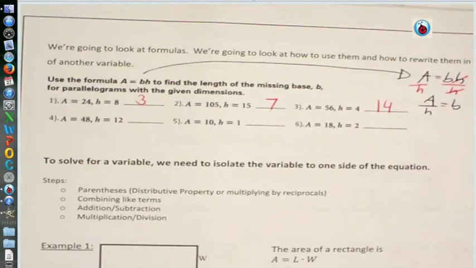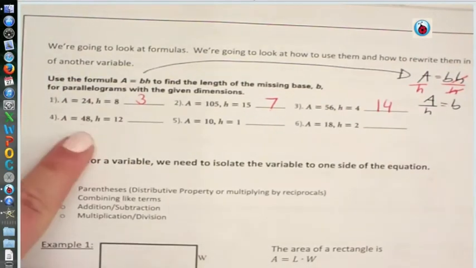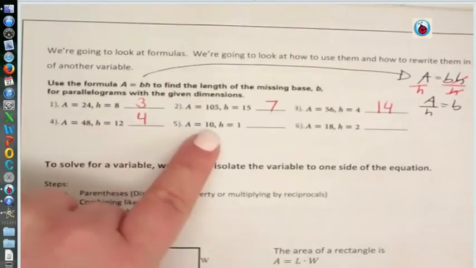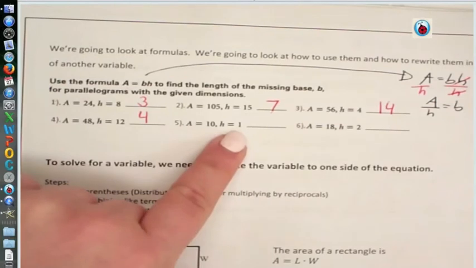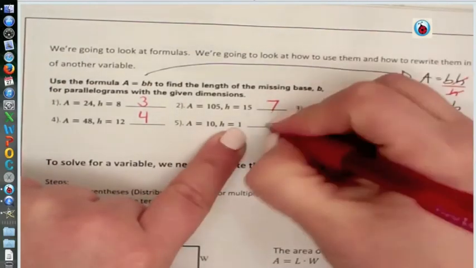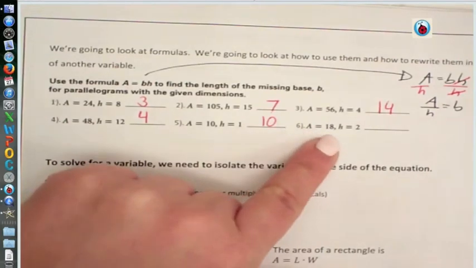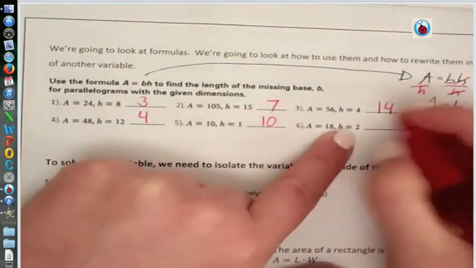Number 4, 48 is the area, 12 is the height, 48 divided by 12 is 4. The area is 10, the height is 1. 10 divided by 1 is 10. The area is 18, the height is 2. 18 divided by 2 is 9.